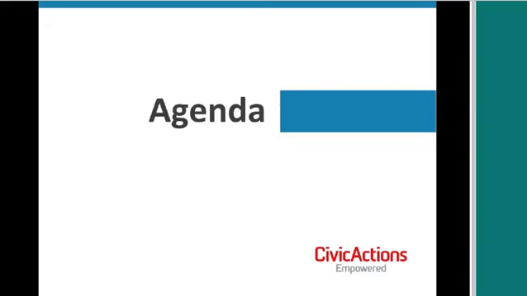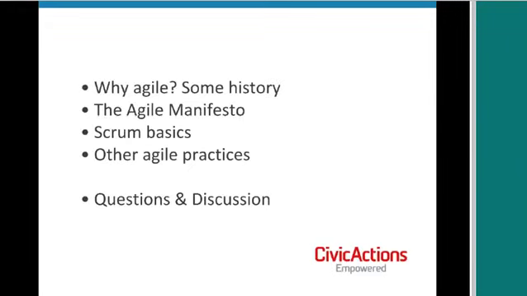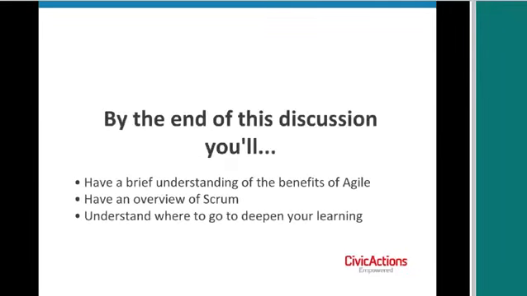We're just going to talk about why someone would use Agile and a little bit of history. We're going to talk about the Agile Manifesto and then give you just a basic overview of Scrum, discuss some other Agile practices that you might encounter, and then open it up for questions and discussion. By the end of this discussion, our goal here is for you to have a brief understanding of the benefits of Agile, an overview of Scrum, and then understand where to go to deepen your learning if you're interested in doing that.